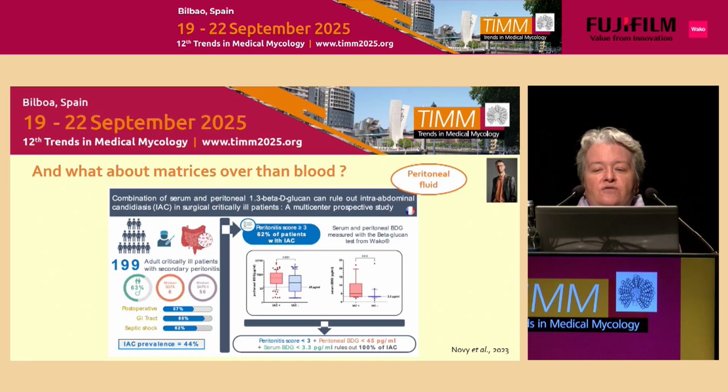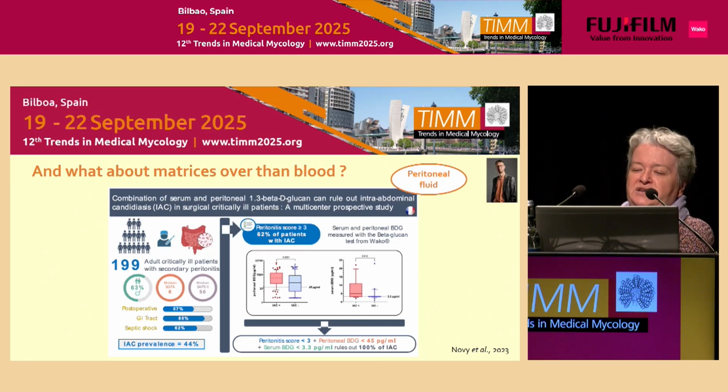Together with one of our ICU colleagues, we studied the usefulness of BDG testing, not only in serum, but also in peritoneal fluid for diagnosing intra-abdominal candidiasis. In peritoneal fluid, a higher cutoff of 45 picograms per ml shows the best performance for identifying candidiasis.